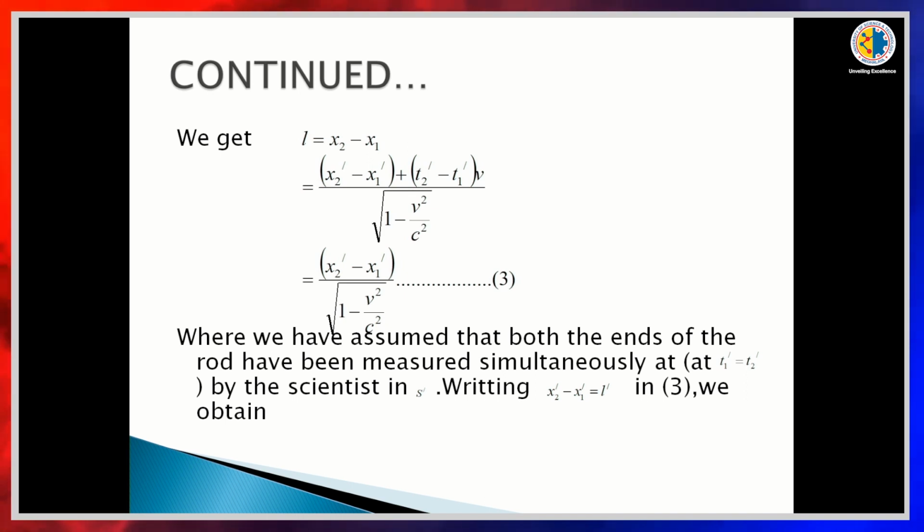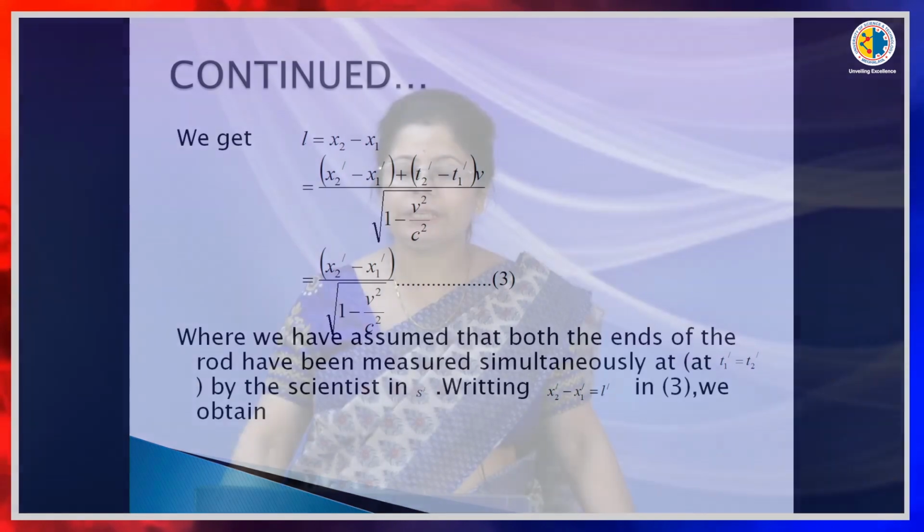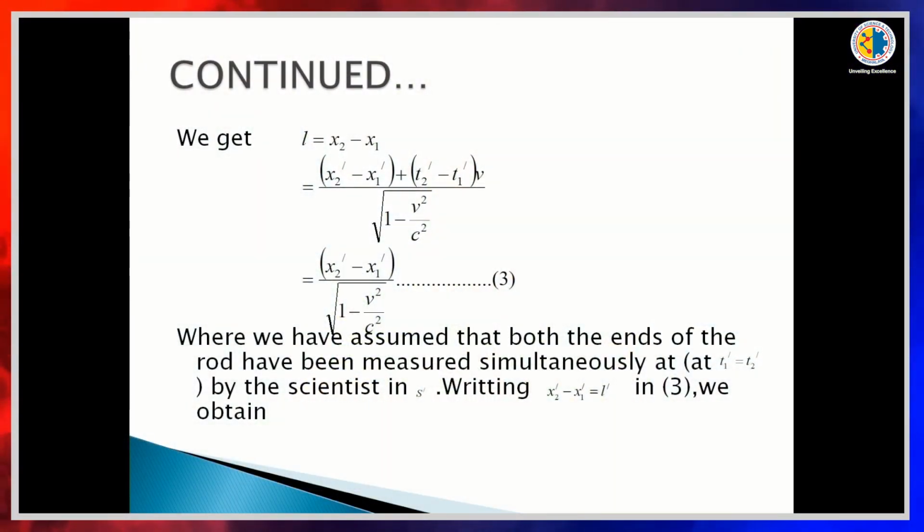Now, see that 1/√(1 - v²/c²) is known as the Lorentz factor, so we get L = (x2' - x1')/√(1 - v²/c²). Now, one important point is that t2' - t1' = 0. Try to understand how it is equal to 0: because both observers see the event at the same time, exactly at the same time.